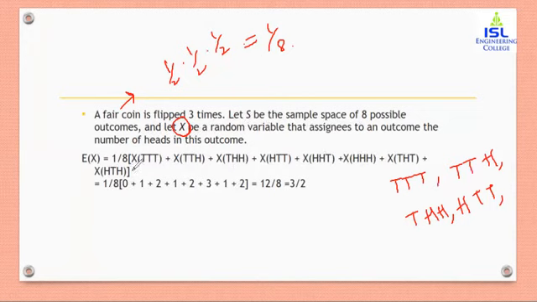Now, 1 by 8 is multiplied with each of them. Over here, we are just taking it common and performing the calculation. You will get 12 by 8, which is 3 by 2.